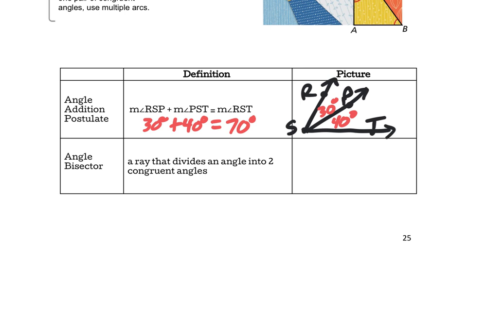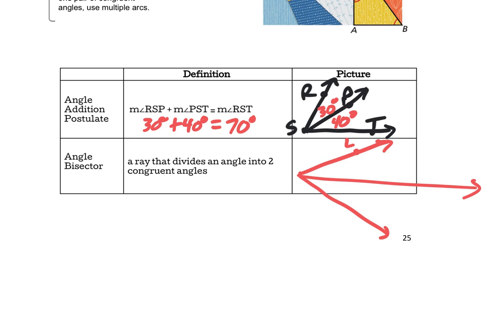Okay, angle bisector is a ray that divides an angle into 2 congruent angles. Okay, are these two angles congruent? Not here, okay? Because we got one that's 30 and one that's 40. So this would not be an angle bisector, okay? But an angle bisector is going to look very, very similar. Okay, the picture is going to look very similar.